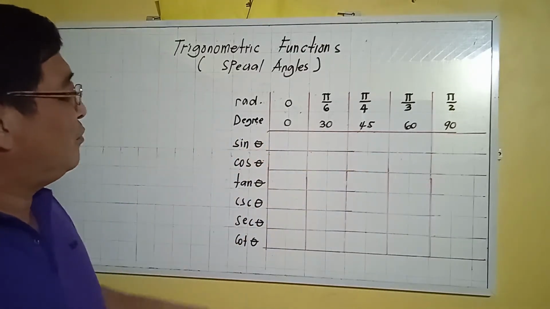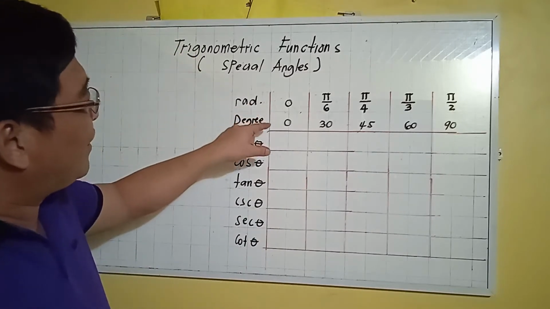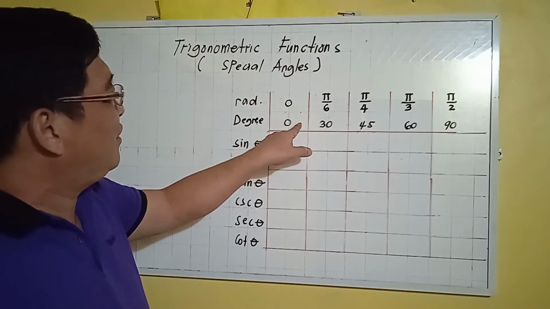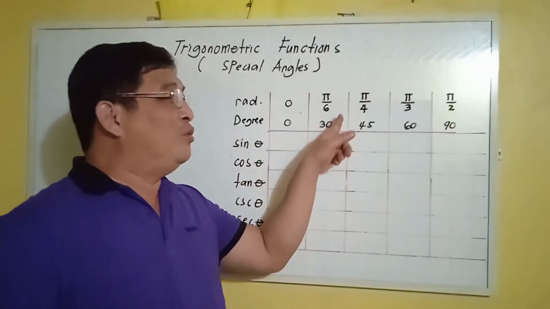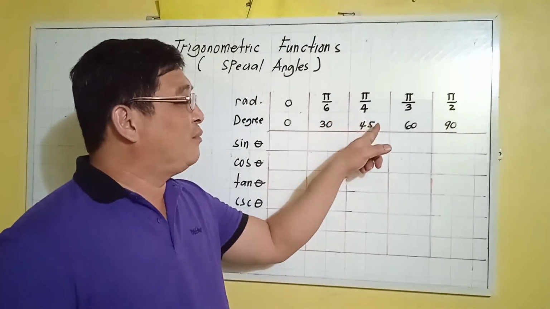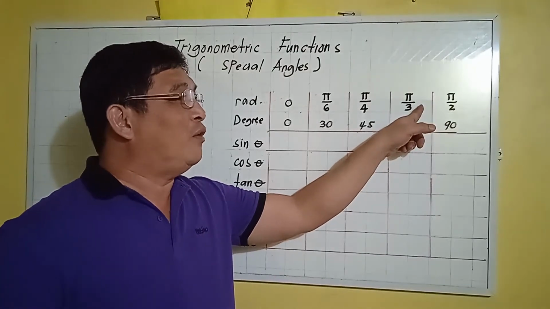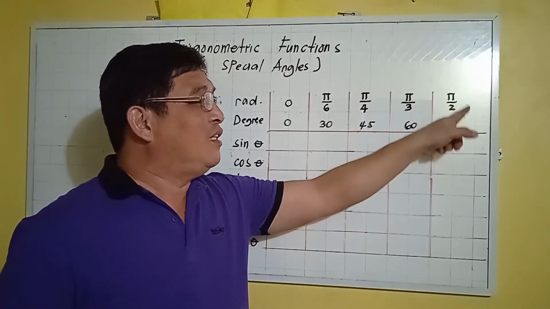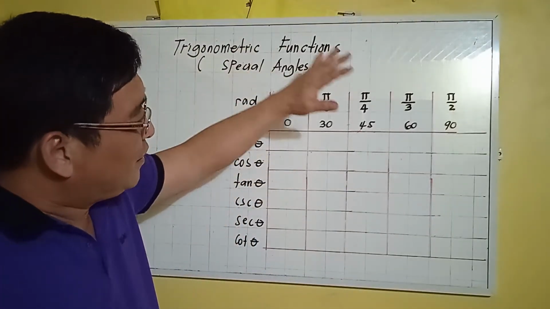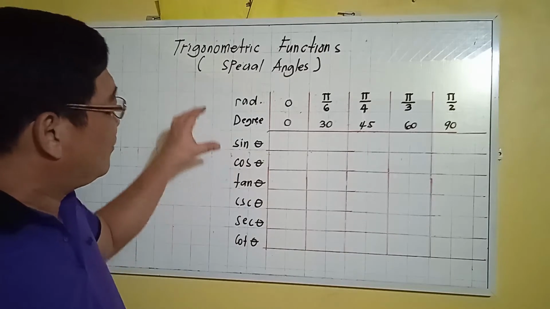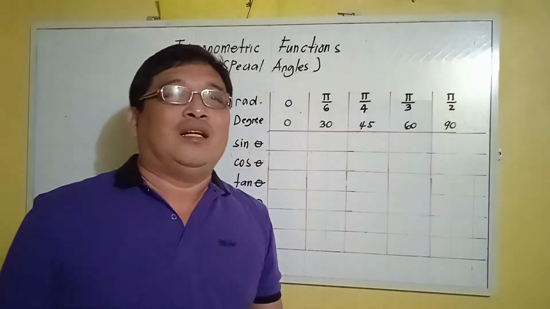Special angle. Meron siyang equivalent value in terms of radian. Say, 0 degree is equals to 0 radian. 30 degrees is equals to pi over 6, 45 degrees, pi over 4, 60 degrees, pi over 3, 90 degrees, pi over 2.